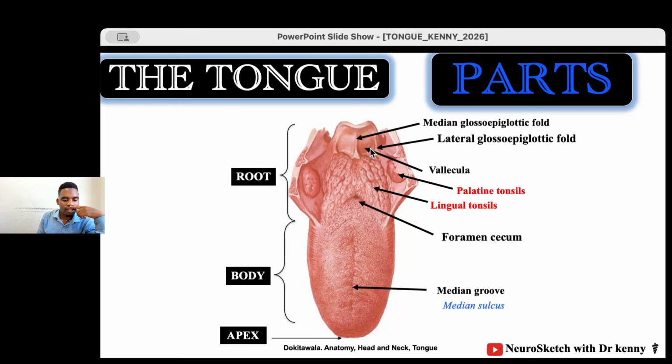We also have the lymphatic structures here, which are called the lingual tonsils. These are the lingual tonsils.